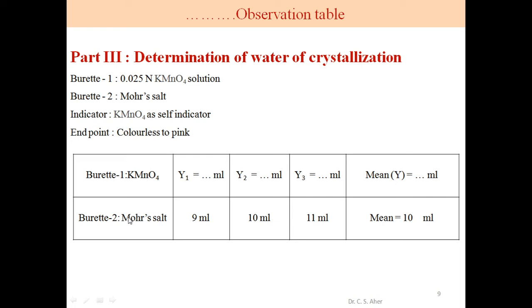So instead of sodium oxalate, we have Mohr salt. For 9 ml of Mohr salt, we get the Y1 reading. Another 1 ml is added, the solution becomes 10 ml, and we have the second reading as Y2. Another 1 ml is added, the volume becomes 11 ml, and we get the KMnO4 reading as Y3 ml. We take the mean as Y for the 10 ml of Mohr salt. When we take the mean of Y1, Y2, Y3, we get Y ml. From that we calculate the water of crystallization.